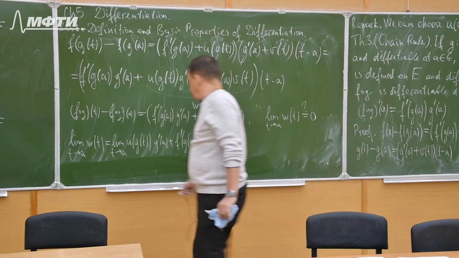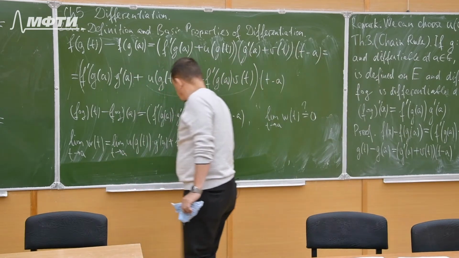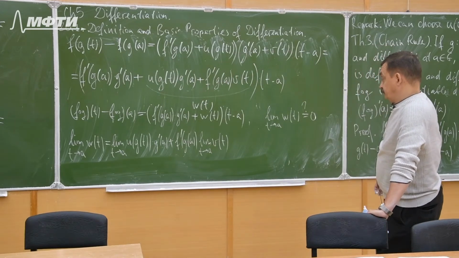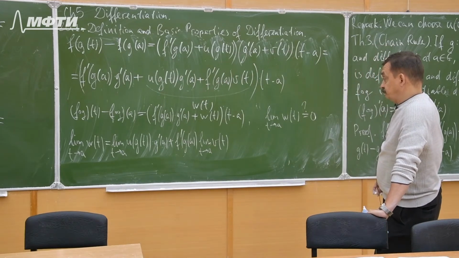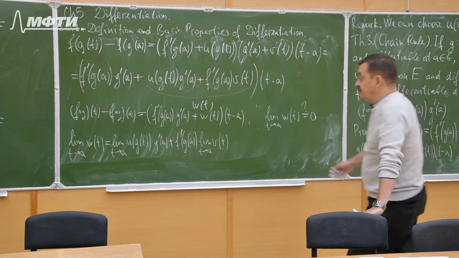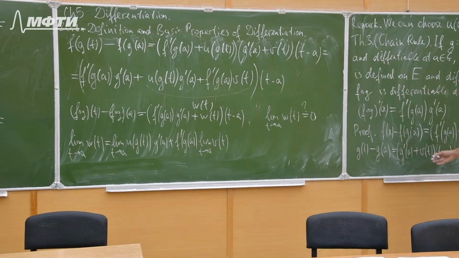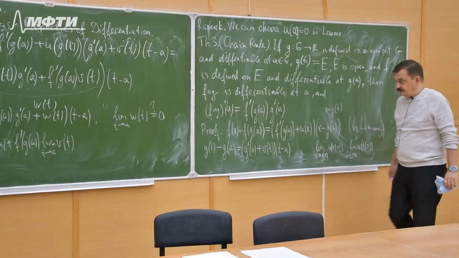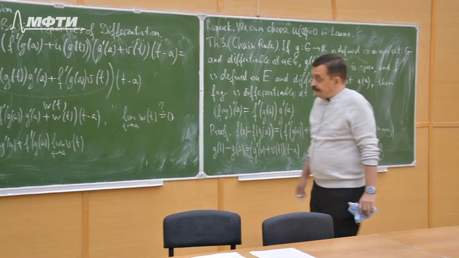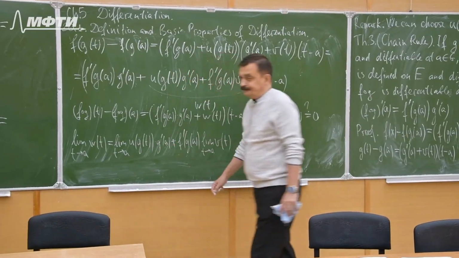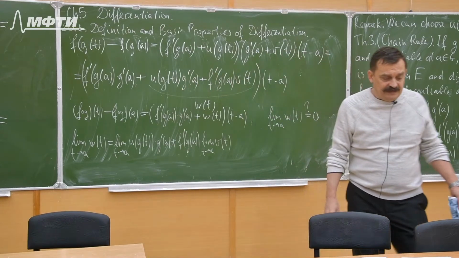So look, the second limit exists by the condition, by the lemma, right? The limit of v of t is 0 as t tends to a. But for the first, it's a little bit more complicated.